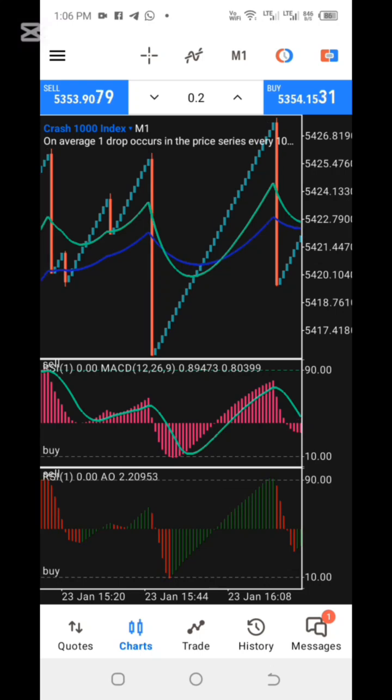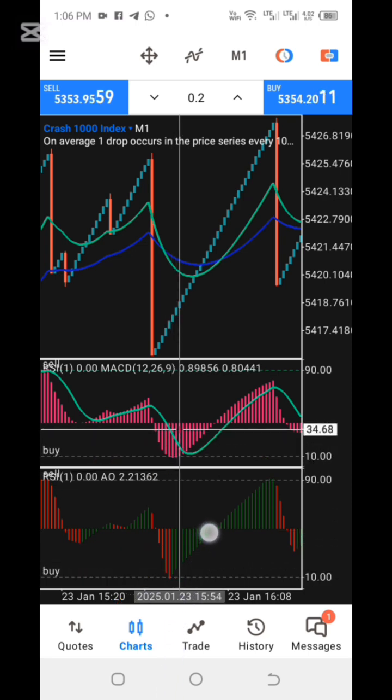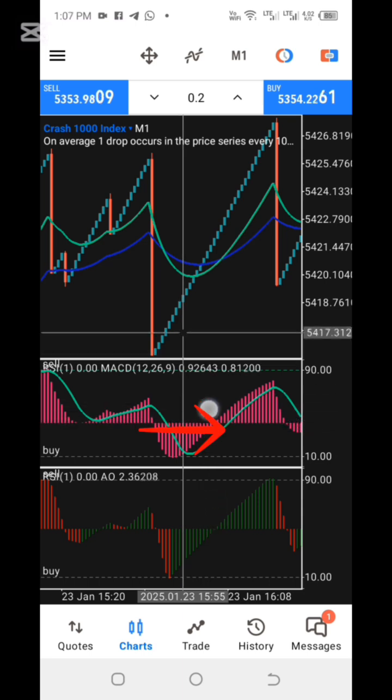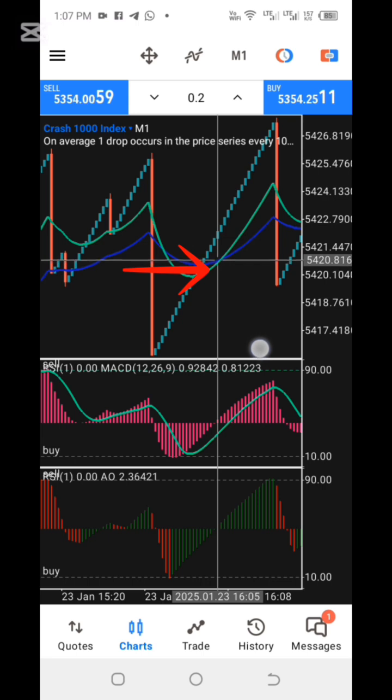Here is another perfect entry. The MACD has reached level 10. And the awesome oscillator has also reached level 10 and crossed the zero line, and there's confirmation from the main chart whereby these two moving averages crossed and the green line is above. We take our buy, we take 10 candles.